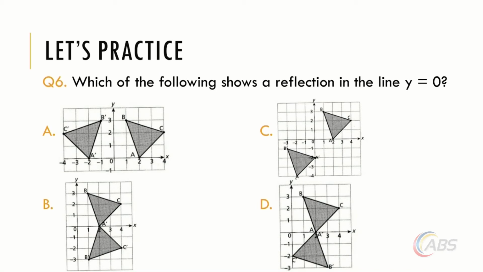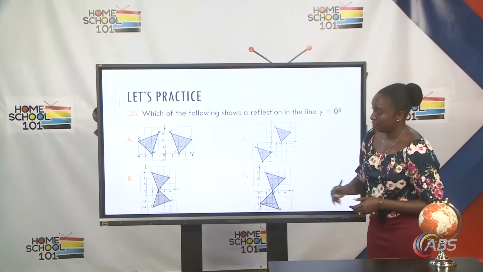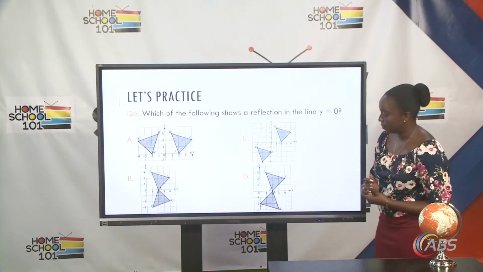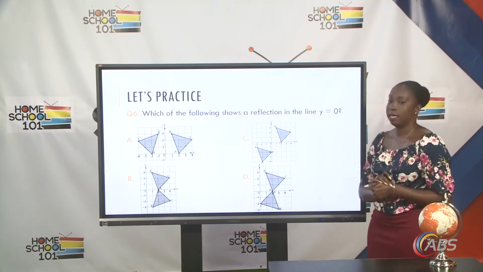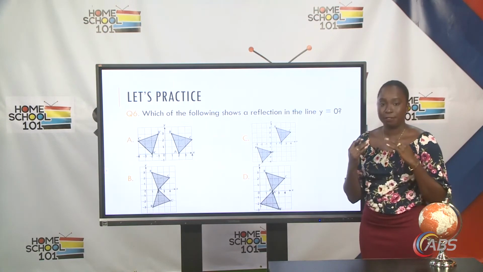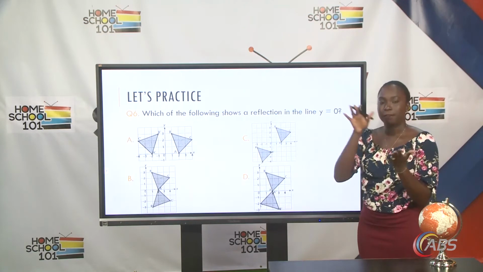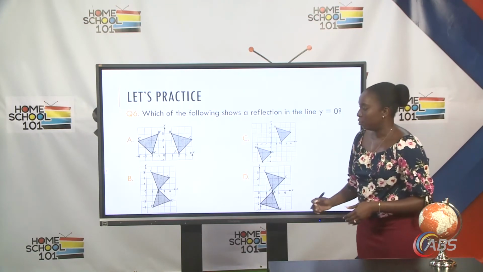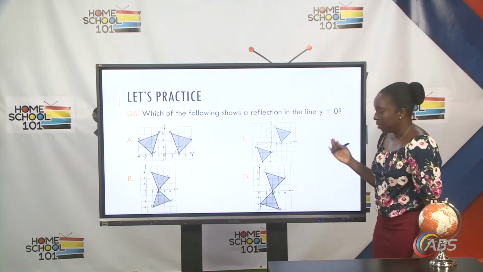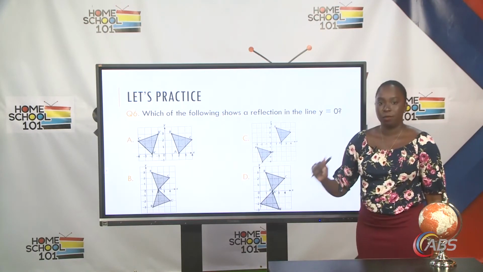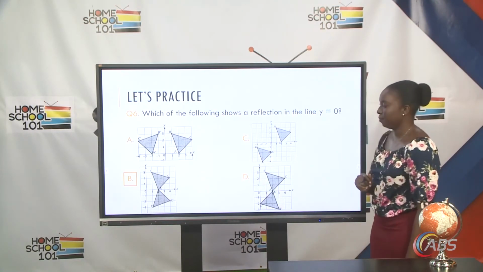Okay, so I would have eliminated A and C. So now I look at B and D. Which of those 2 would be a reflection in the line y equals 0? Remember, when you do a reflection, the object flips. So by examining these 2 options, the correct answer would be B. Okay?